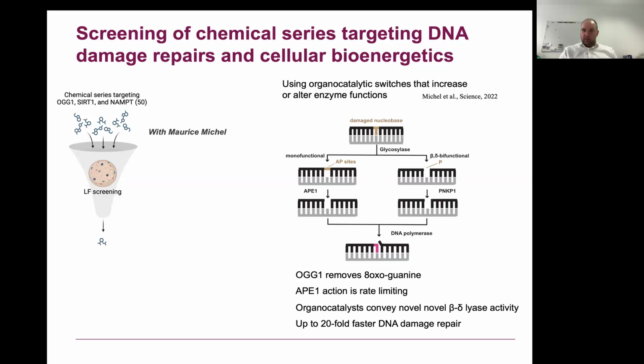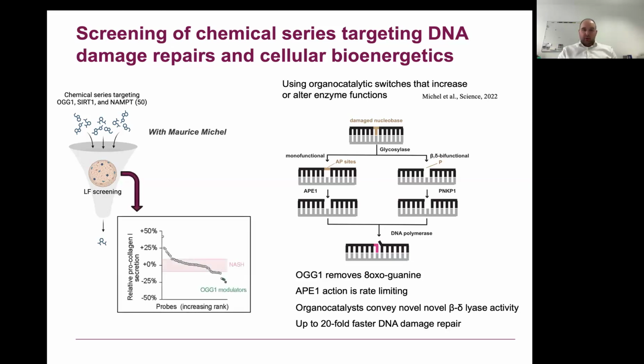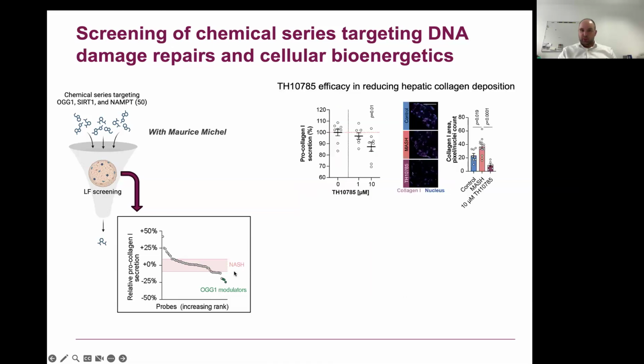And this is a rather elegant approach because these organocatalytic switches, as the name says, are really catalysts. So which means they are not metabolized in any way, but they can also be reused in the same enzymatic reaction. And therefore, they require very, very low concentrations in order to be biologically active. And when we did then our screen for antifibrotic molecules of this chemical series, we indeed found some OGG1 modulators as some of the top hits.